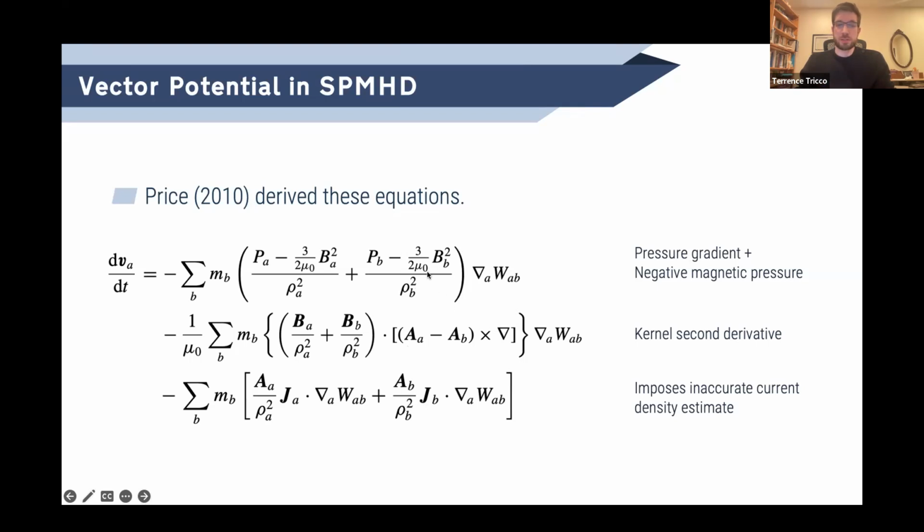But this first term here, here's your hydrodynamic pressure, and you have a negative magnetic pressure. You have an isotropic magnetic pressure that wants to pull things together. You have a second term here, which is problematic in the sense that you have this second derivative of the kernel, which is a very noisy estimate most times, and that's a bit of a problem. And then you have this third term here, which has J, which is the current density. And solving for these equations imposes a very inaccurate estimate for the current density.